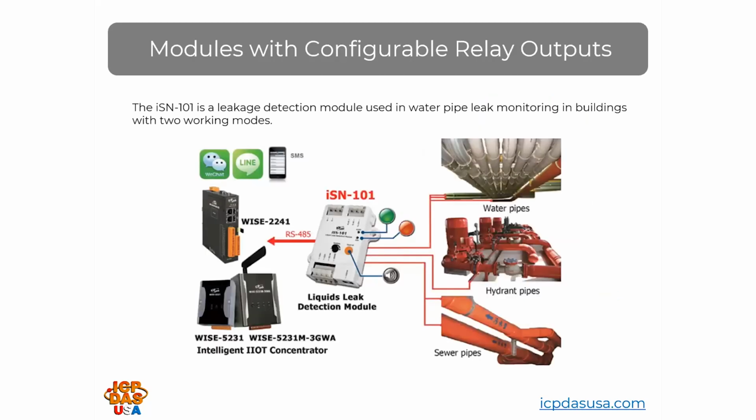ISN 101, it's a liquid leak detection module we provide. It's very low in cost and it detects liquid and can trigger relay outputs based on detecting liquid. So they're being used in water and sewer pipes in buildings. They're helping to prevent extensive property damage. They're also helping with saving water and resources and also helping to prevent bigger issues.